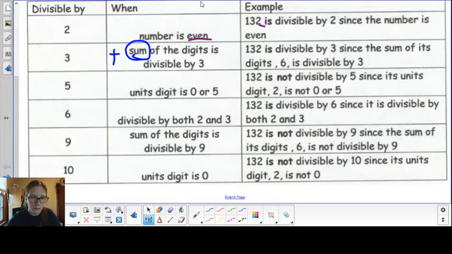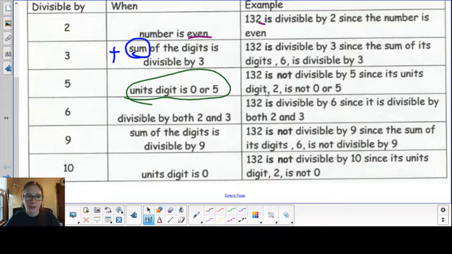5 again is quite easy. If it ends in a 0 or a 5, then you're good to go. Since 132 does not end in a 5 or 0, it's not divisible by 5.